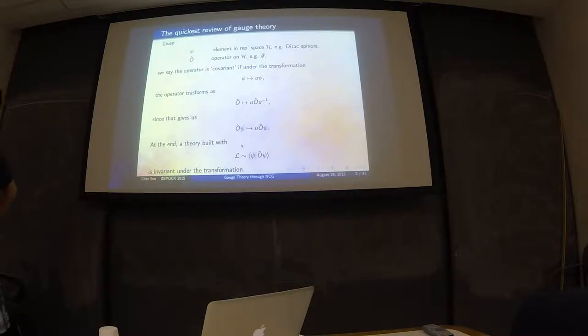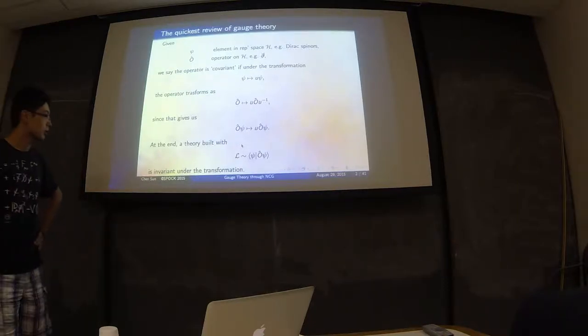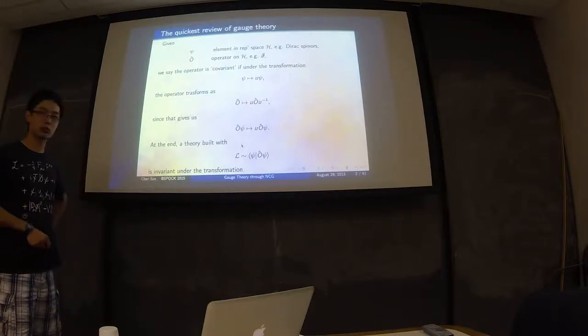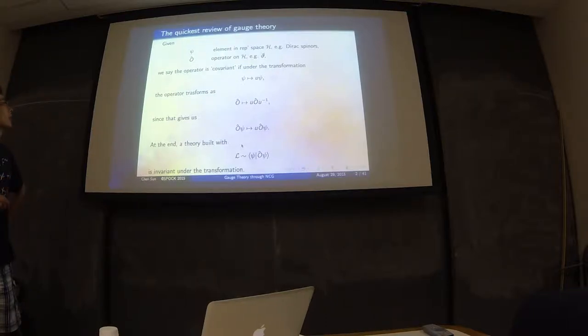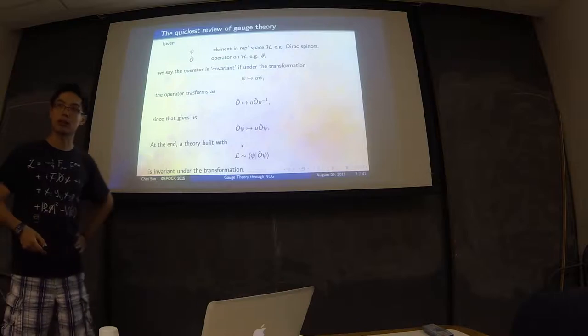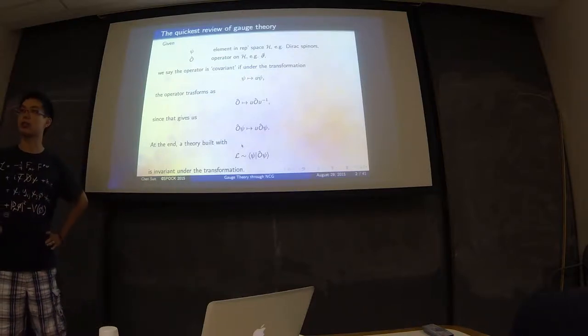So this is a very short review of gauge theory. When we say an operator transforms covariantly, what do we mean? We mean that we have a state, and this state transforms like this. And there is an operator acting on this state. If this operator transforms this way, together they transform like this. And when we use them to write the Lagrangian, we have an invariant theory.